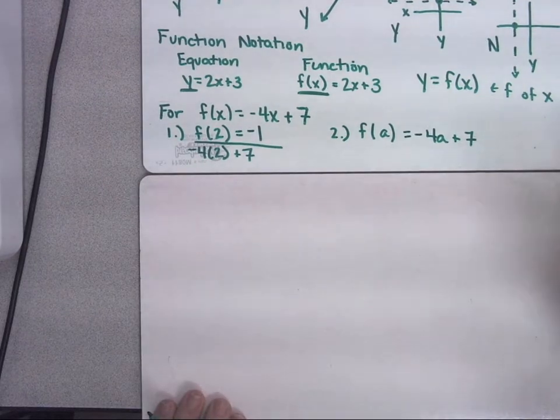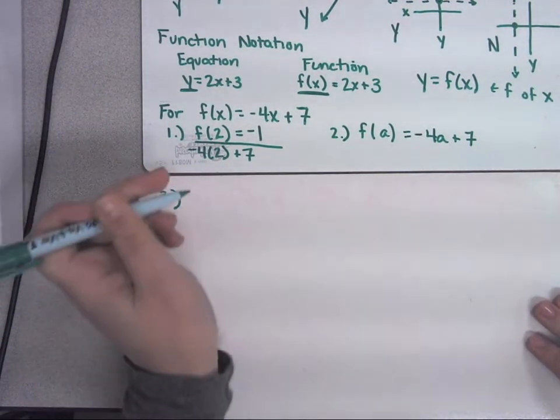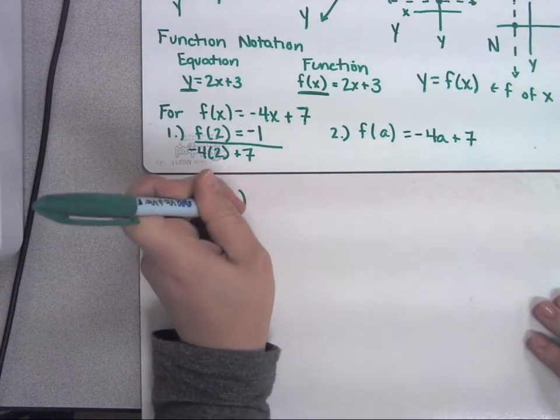Okay. If you keep that, that's why I left it up there, and I say find f of negative 4y, that changes the whole game.